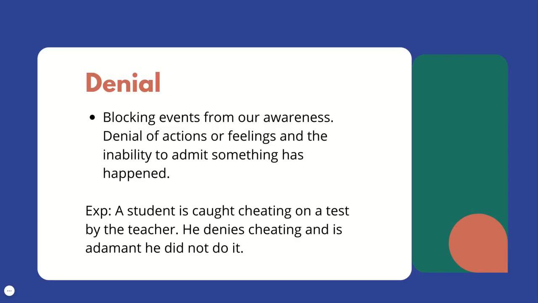My example here is a student is caught cheating on a test by the teacher. In denial, what would be the response? It was not me, I didn't do it. So denying cheating and is adamant he did not do it.